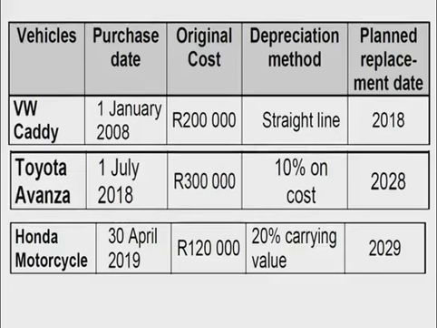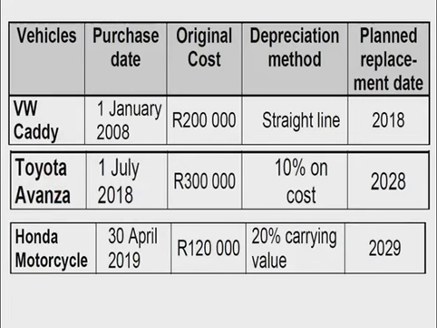Okay, so let's look at the information they're giving us. In this case, they're giving us information regarding 3 vehicles or 3 fixed assets that we have. Okay, we've got a caddy. Here we go. That's the caddy that we bought on the 1st of January, and we're going to replace it in 2018. So we bought it in 2008, and we're going to replace it in 2018. The cost price, 200,000. Then we also have a Toyota.